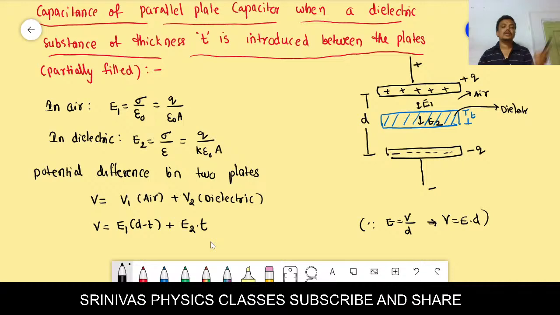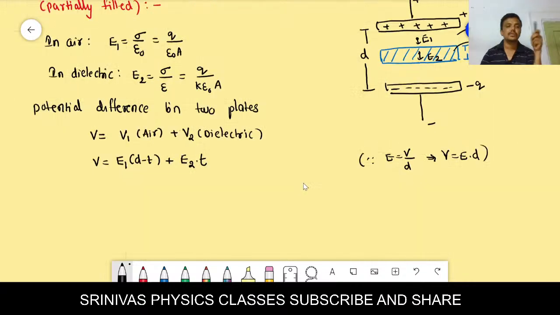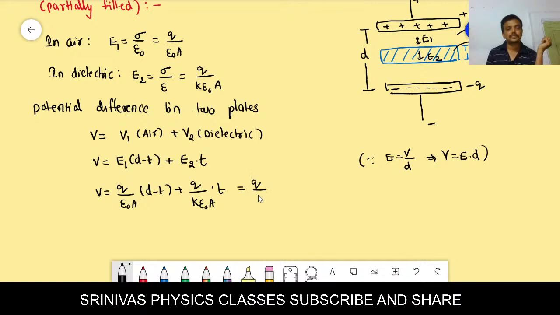Now substitute the electric field formulas into this. E1 is Q by epsilon naught A, into d minus t. E2 is Q by K epsilon naught A, into t. Here we can take Q by epsilon naught A common. When we take it common, d minus t remains, and here t by K remains. This is the formula for the potential difference.